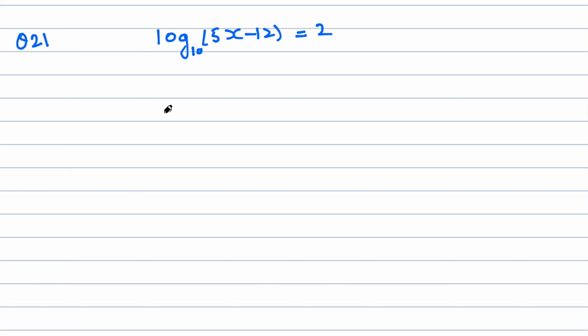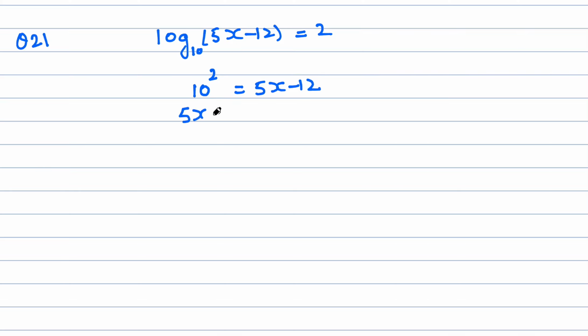Now why do I have to think this? Because on one side we have a log and on the other side we have a value, right? So this is like a hint that it has to be converted into an exponent when one side is a single log and the other side is a value. So immediately the property which strikes us is that we can convert it into exponents. So 10 squared is equal to 5x minus 12, right?